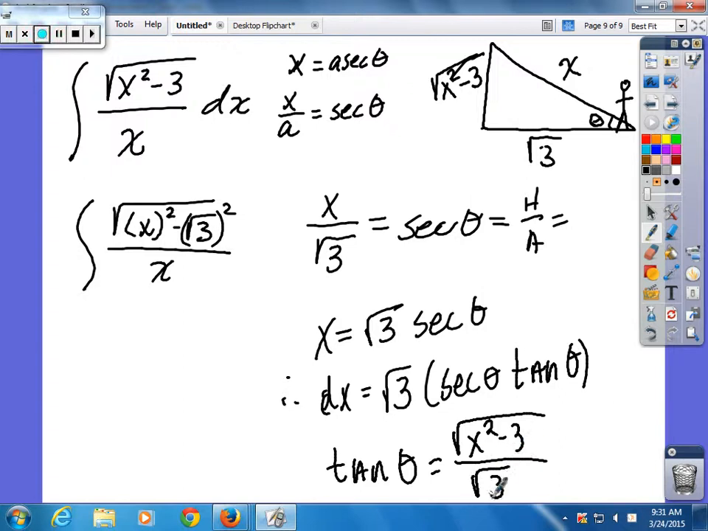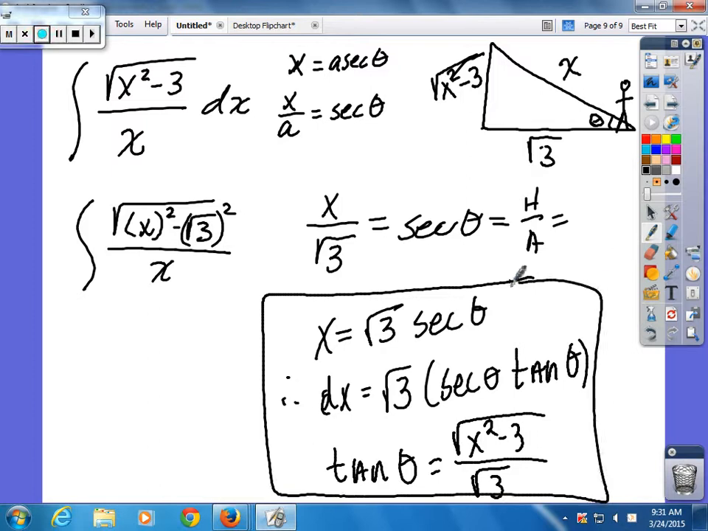You could rationalize the denominator on that, but right now here's what we need to do for our dx and all that good stuff. We've got to plug everything in. So multiplying this by the square root of 3, the square root of x squared minus 3 is equal to the square root of 3 tan, and then dx is equal to this, so that's going to be that, and then x is equal to this, so that's going to be that. So go ahead and plug everything in. And that's the easy part.